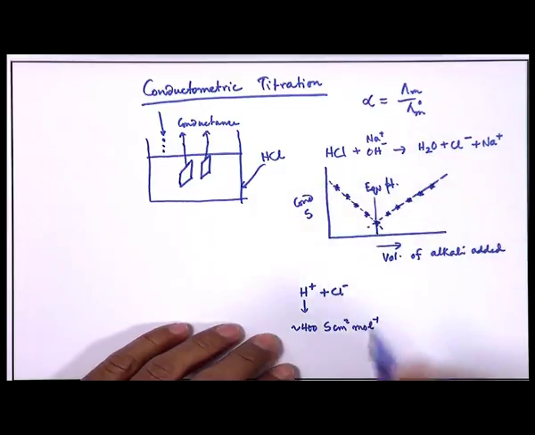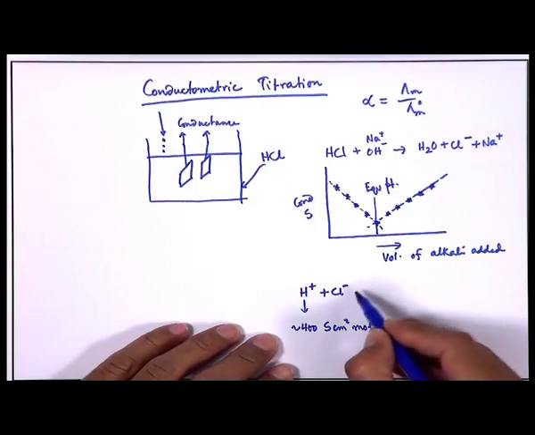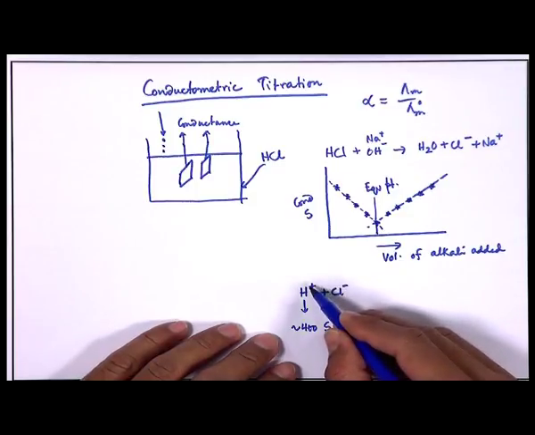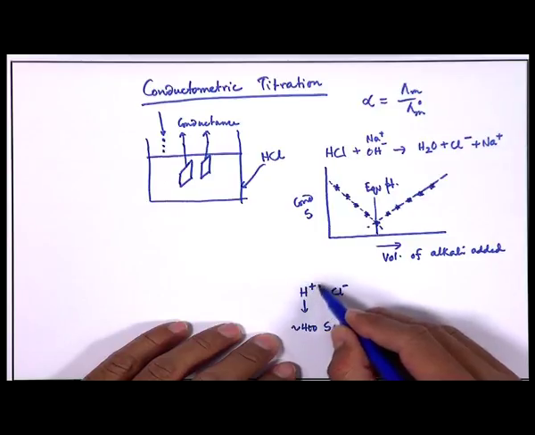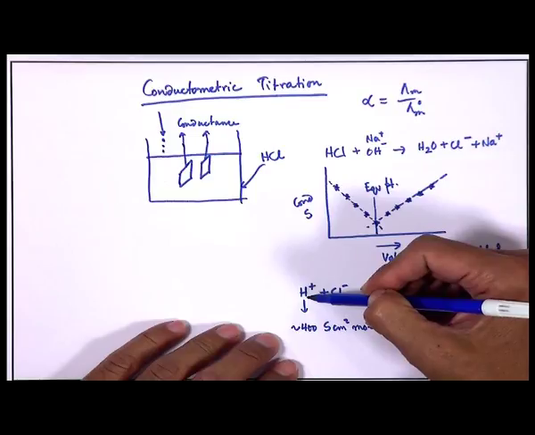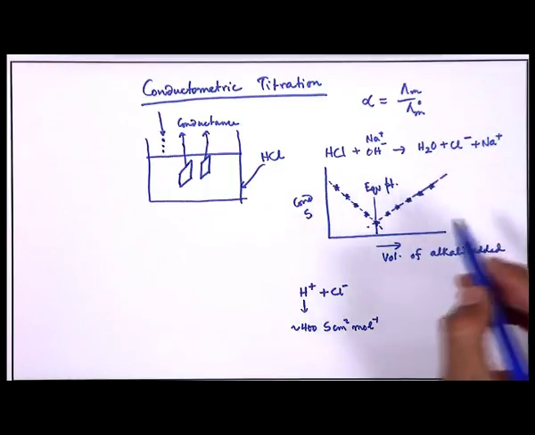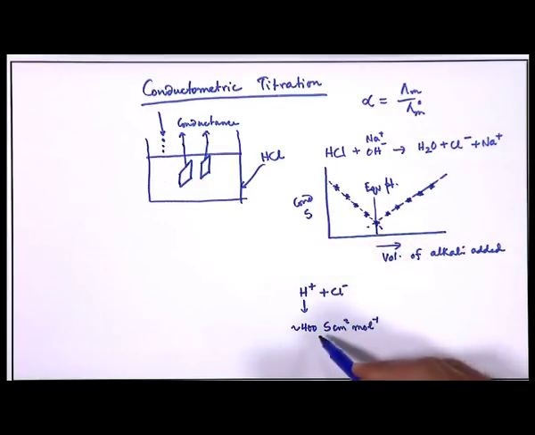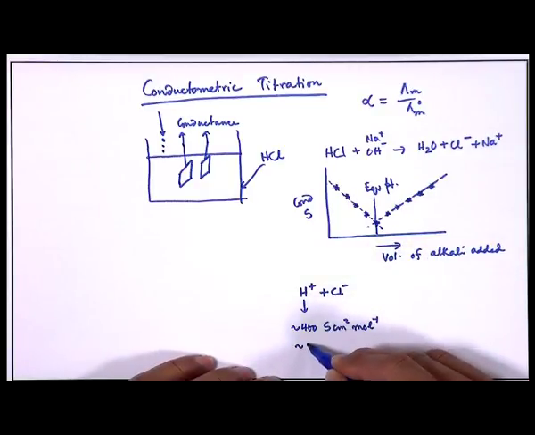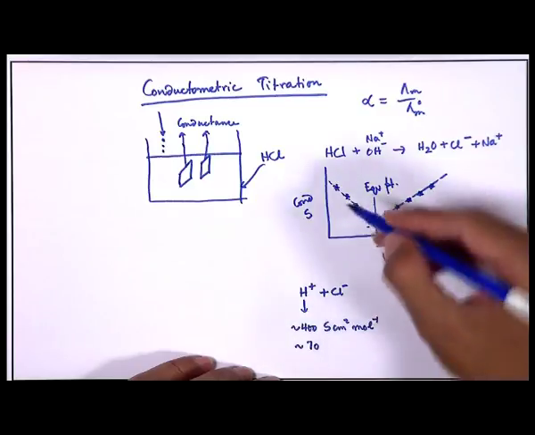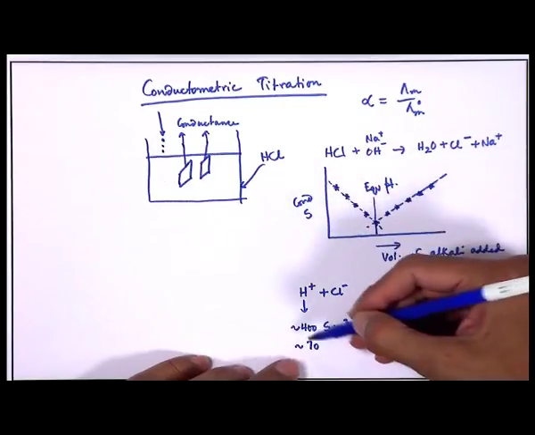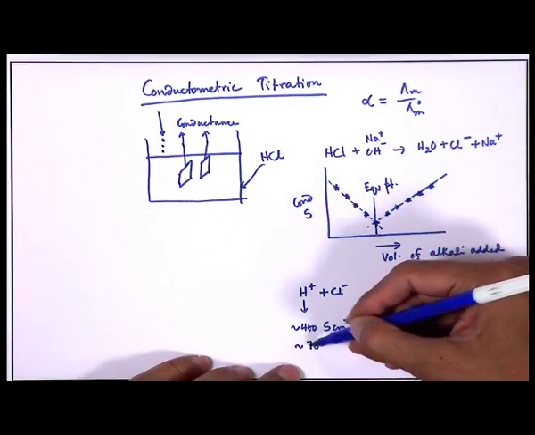Even for sodium it is much less. So, when you add OH minus from outside, these H plus ions are removed and replaced by less conducting sodium plus. So, what happens is that you are replacing 400 with something close to, say, 70. So, there is a drop due to replacement of 400 with 70.